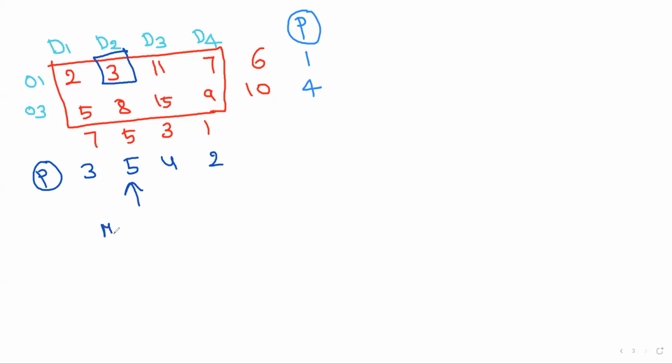For 3, availability we have 6 and requirement we have 5. So what is the minimum value? 5. So we have to give 5. If I give 5, this D2 column is satisfied. 6 minus 5 is 1. And now the new reduced table is here.